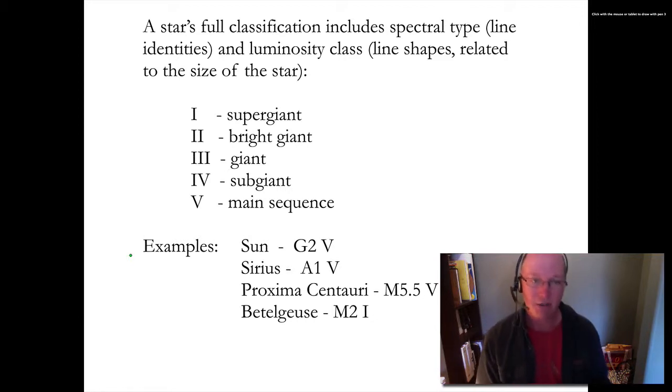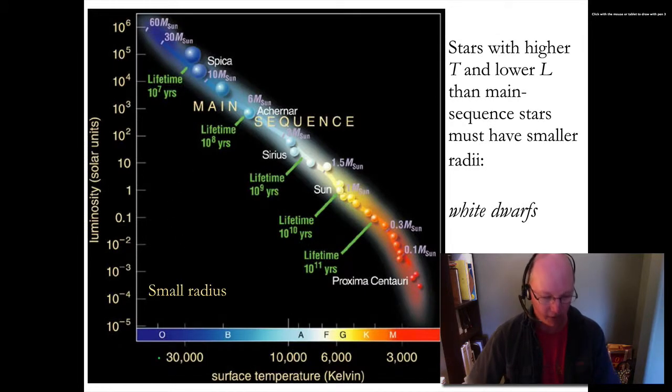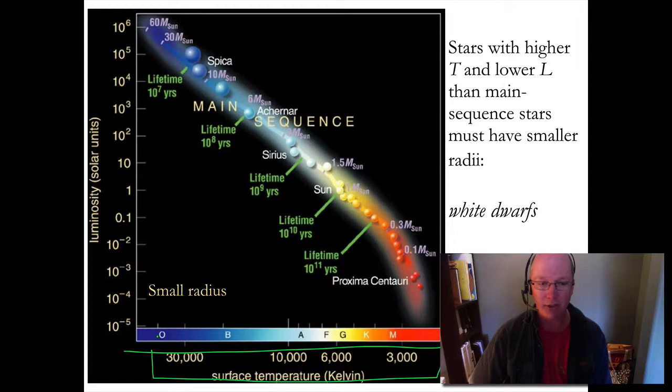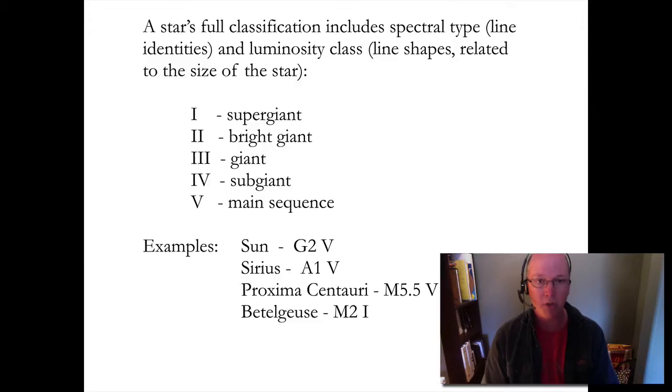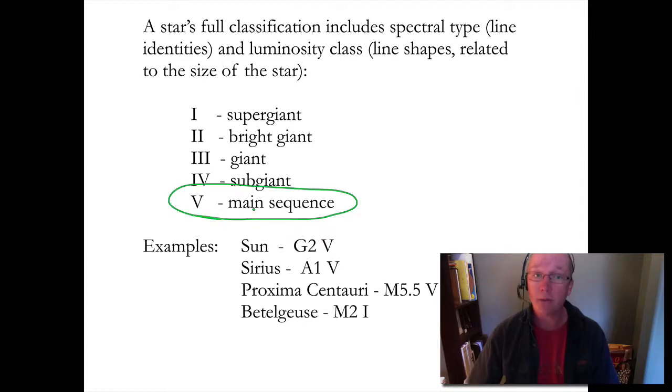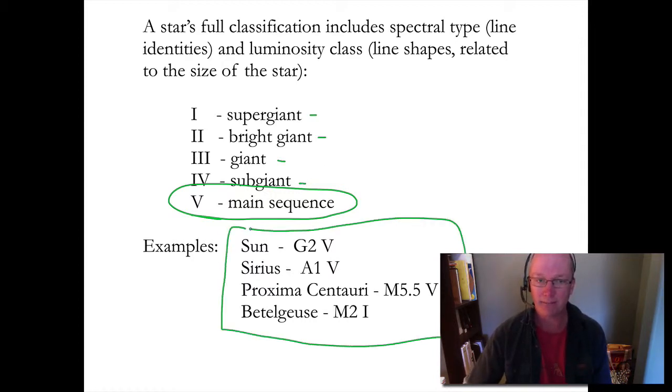Just to complete our classification scheme, we have our spectral sequence, which is this right here. The spectral sequence is OBAFGKM. So if you look up in the literature and you find a G-class star, that's a star like the sun. If you find an O-class star, that's going to be a star like this. If you're on the main sequence, we use the Roman numeral 5 to indicate the main sequence. And if you happen to be above or below the main sequence, we give you other Roman numerals 1, 2, 3, or 4. These are just some common star designations that you might see.